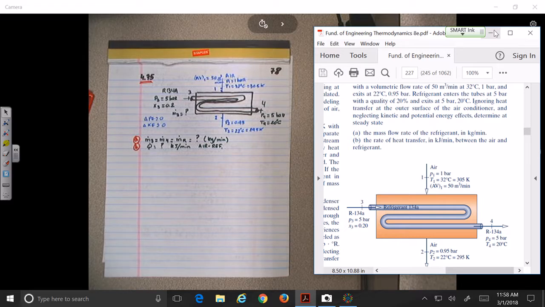The mass flow rate of refrigerant. I don't really see now how to solve for the mass flow of refrigerant at once. Yeah, we can start by the air, but that's not going to give us the one of the refrigerant.